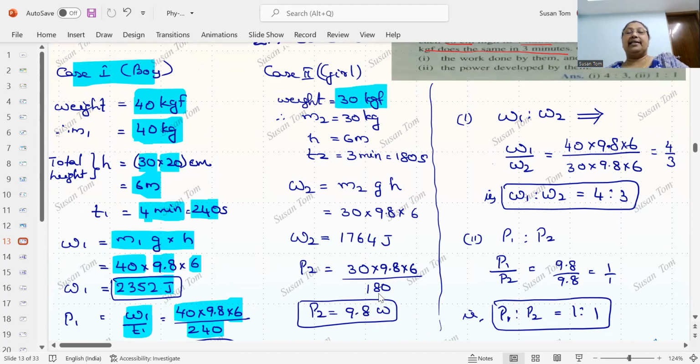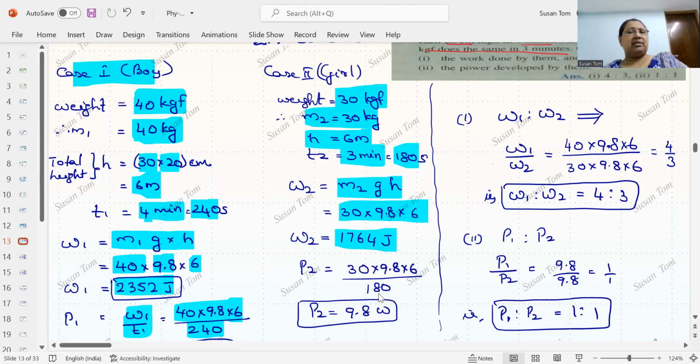Weight of girl is 30 kg, so mass is 30 kg. Height, the same height. Time is 3 minutes, which is 180 seconds. Work done by the girl, M2GH, 30 into 9.8 into 6. It's coming to be this calculation. For comparison it is not necessary, but I've done. Power, that upon 180, 9.8 watt again, 9.8 watt.